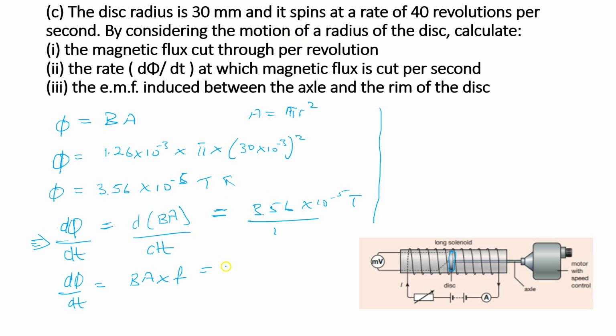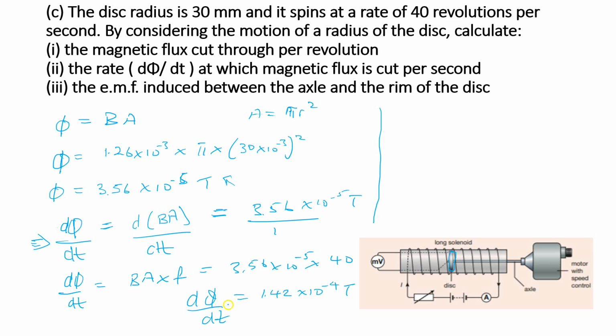So in this case, we can simply say, all right, this number here, 3.56 times 10 to the minus 5, times the frequency, which is 40. When we do that, we get a number to say that our rate of change of magnetic flux per second is really equal to 1.42 times 10 to the minus 4 Tesla, right?